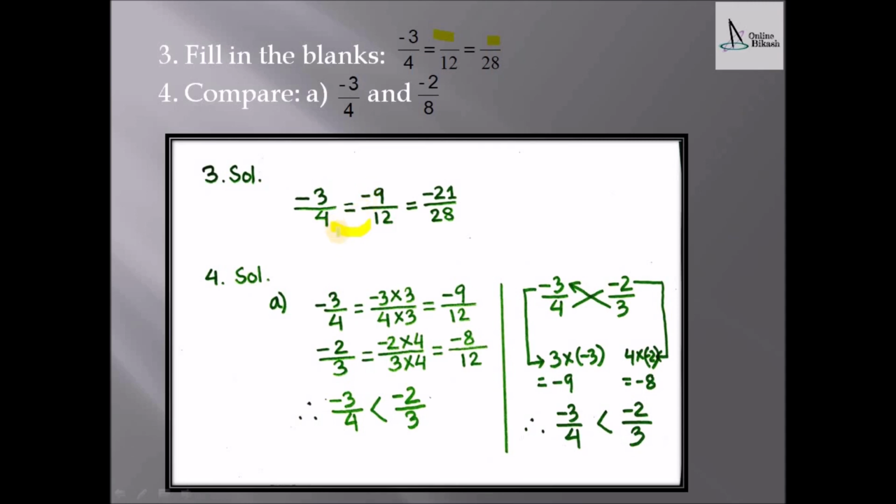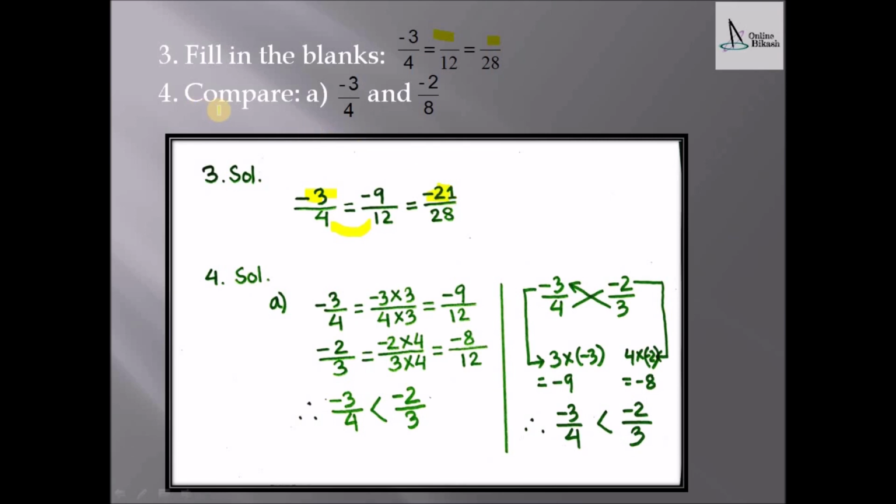In the same way, 4 how many is 28? What will you multiply with 4 to get 28? Your answer will be 7. So 4 7s are 28. So that 7 you multiply with this minus 3. If you multiply 7 with this minus 3, what will be your answer? Minus 21. So in that way, minus 9 and minus 21 are the numbers that will be placed in the blanks.